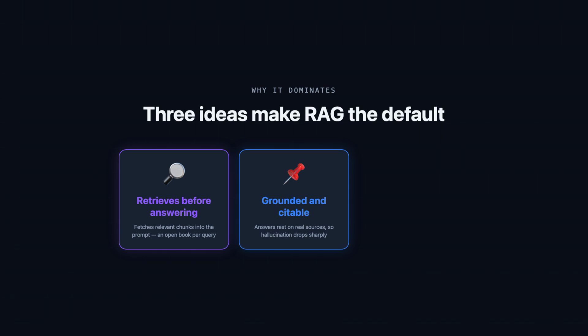It grounds every response in citable sources, which sharply cuts hallucination. Because the answer is built from passages you actually retrieved, you can show where each fact came from and trust it far more than an unsourced guess.